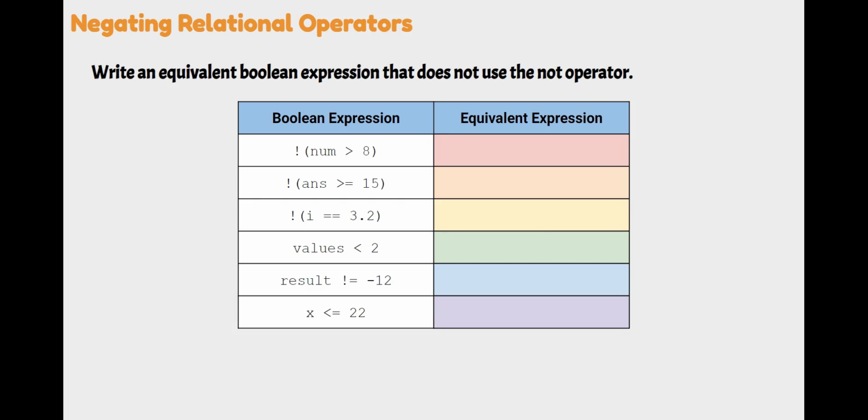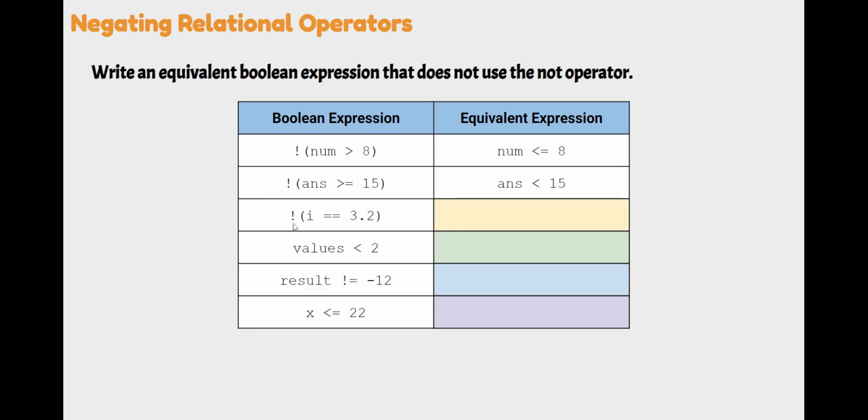In this table, we see 6 Boolean expressions. Take a minute and try writing the equivalent Boolean expression in the space on the right. Our first Boolean expression is we don't want numbers that are greater than 8. The equivalent Boolean expression, we want numbers that are less than or equal to 8. In our second example, we don't want answers that are greater than or equal to 15. The equivalent Boolean expression, we want answers that are less than 15.